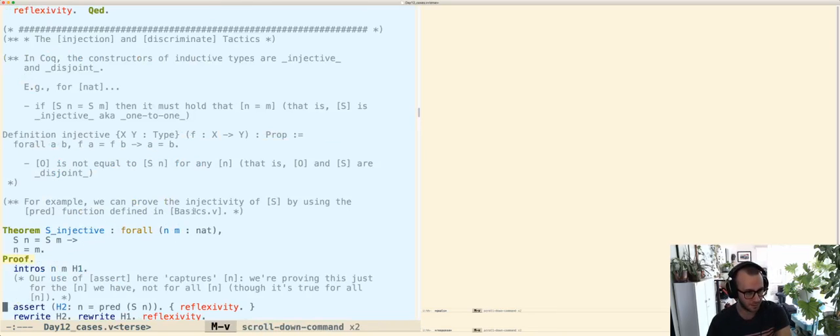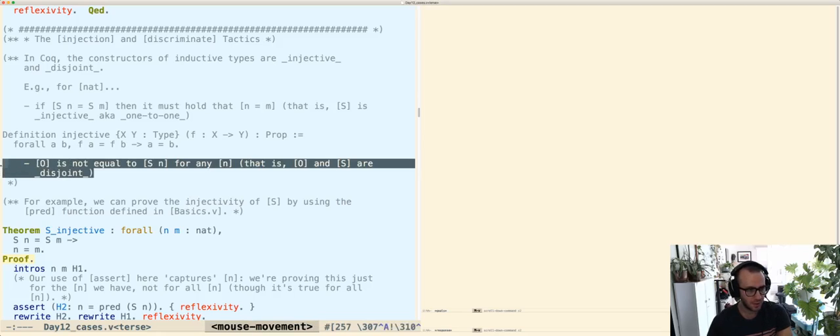So just to remind ourselves, disjointness here means that no two different constructors are ever equal. There's no way to have S of n be equal to O under any circumstances. There's no way to have nil be equal to cons of anything under any circumstances. There's no way to have T2P of B be equal to BZ under any circumstances.